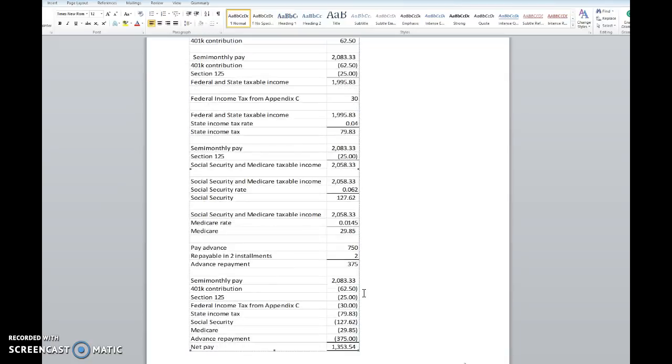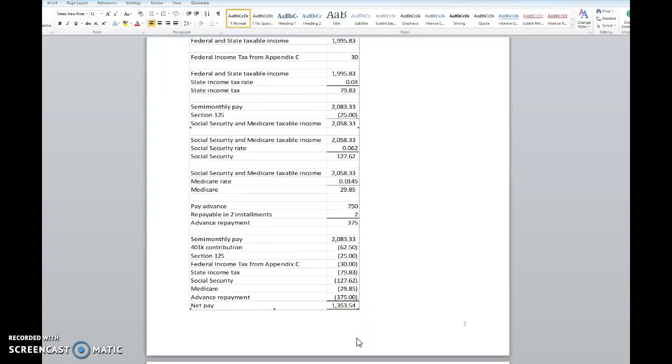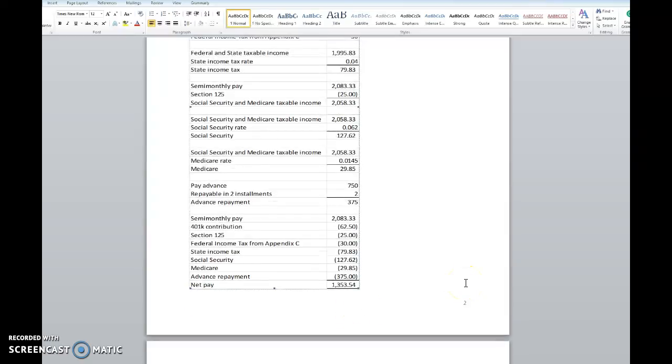So in order to figure out his net pay, we're going to take his gross wages of $2,083.33 minus the 401k, section 125, federal income tax, state income tax, Social Security, Medicare, and the advance repayment, and his net pay would be $1,353.54. If you do have any questions in regards to this problem 4-5A, please let me know.